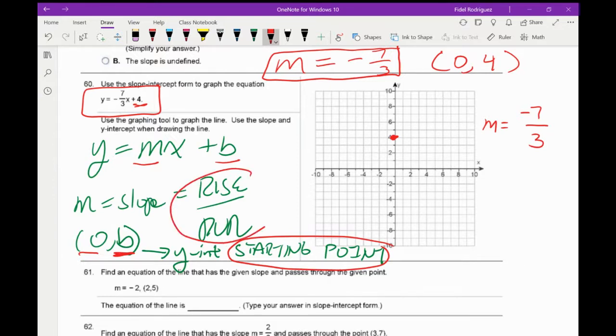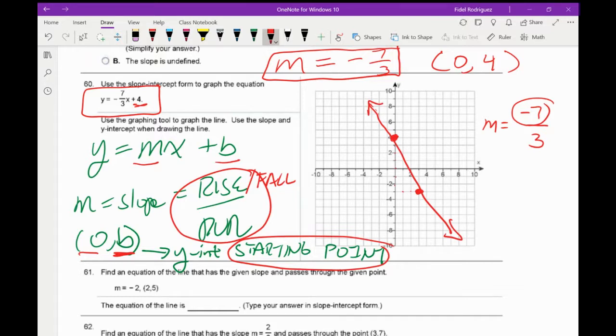Because we call it the rise over the run, sometimes we say it's a fall. Since this top number here is a negative 7, I'm going to move 7 spaces down from here. 1, 2, 3, 4, 5, 6, 7. And then I'm going to move 3 spaces to the right. 1, 2, 3. And that's what my line is going to look like.